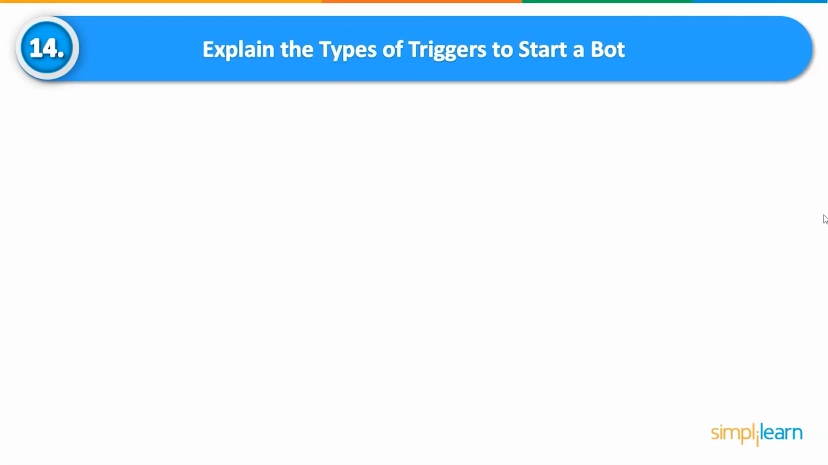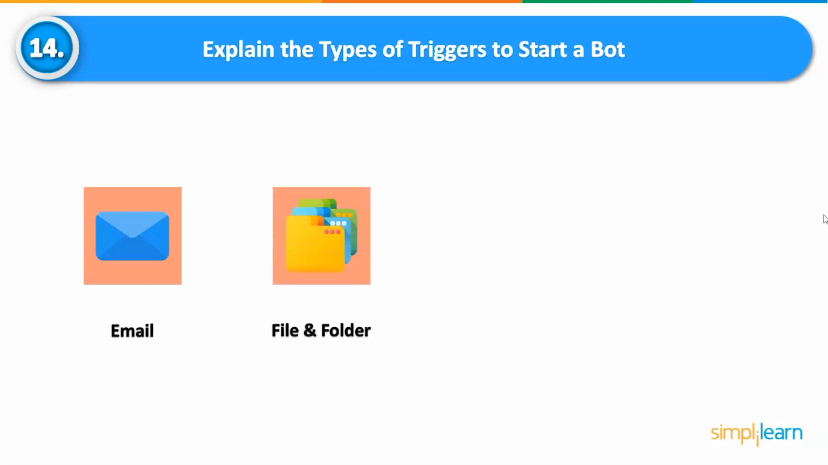Explain the types of triggers to start a bot. Email: in an email trigger, a bot is launched when a new email message arrives in the given email service, such as Microsoft Outlook, email server, or AWS server. File and folder: when a predefined file or folder event occurs, it starts a bot. As the trigger, you can choose from options like when you make a new file or folder, or when a file or folder that already exists gets destroyed, or when you rename a file or folder. The next type is hotkey.